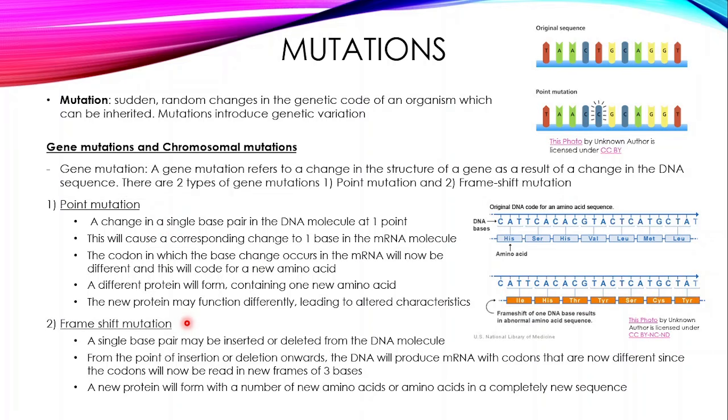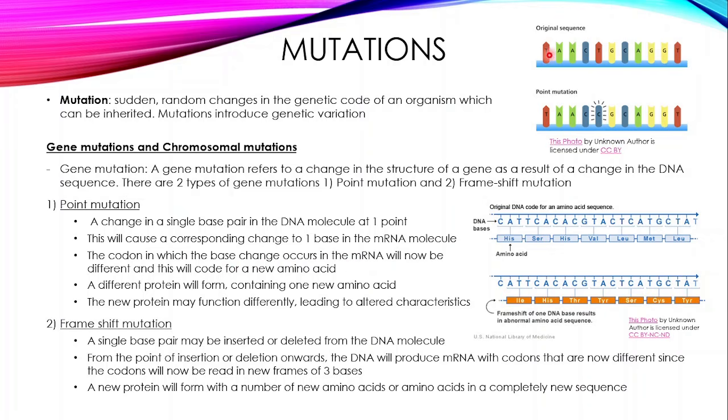So let's look at a point mutation. A change in a single base pair in the DNA molecule at one point occurs. This will cause a corresponding change to the one base in the mRNA molecule, so the messenger RNA. And the codon in the base changes, the change occurs in the messenger RNA, and this will now be different, which means it will code for a new amino acid.